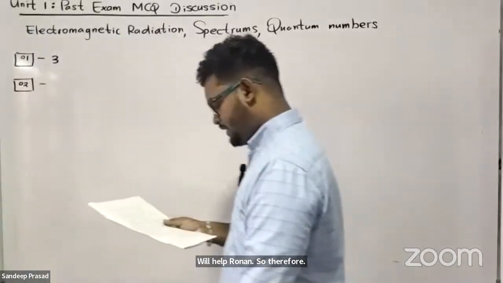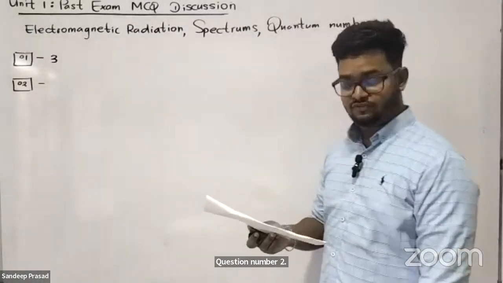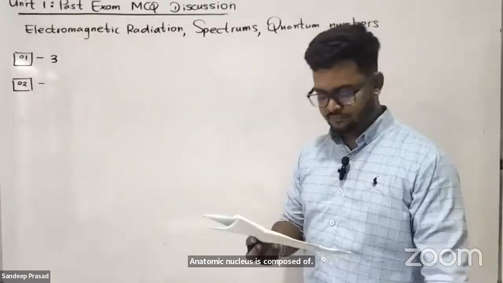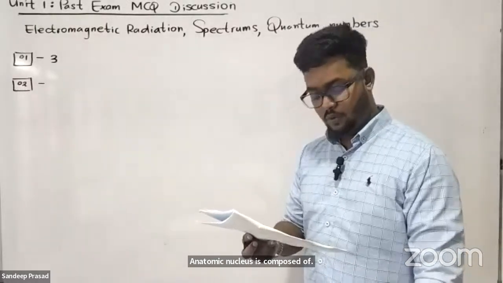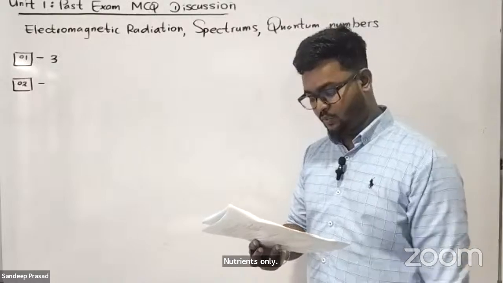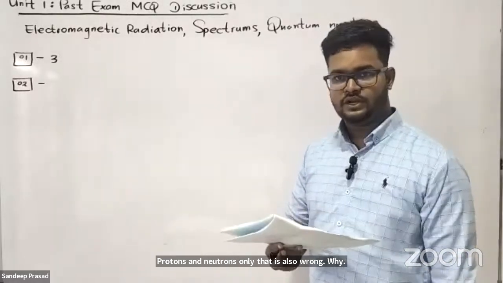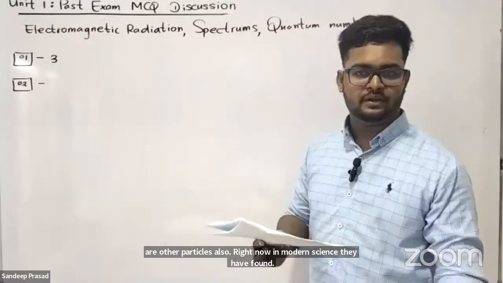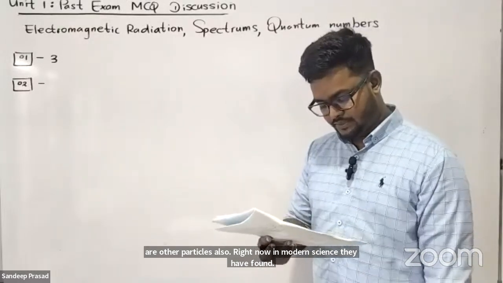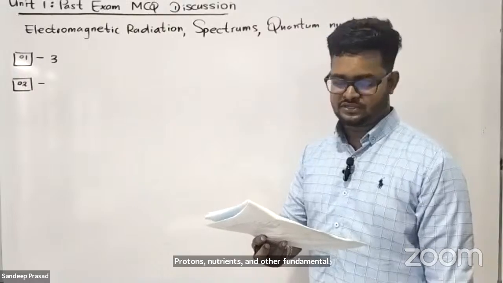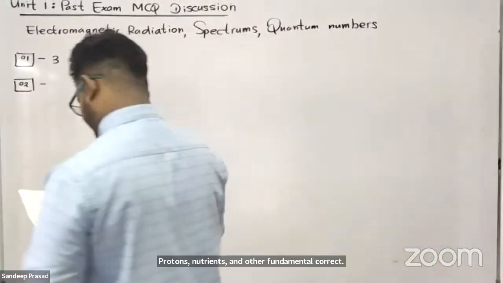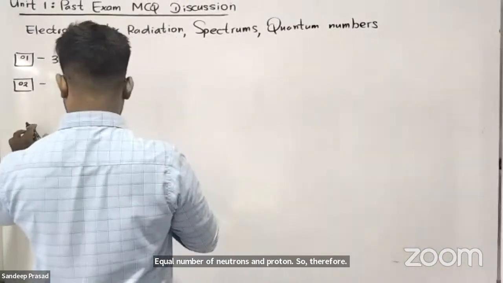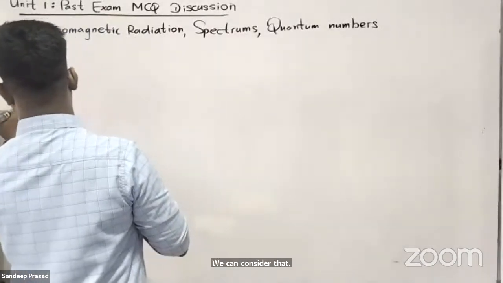Question number two. An atomic nucleus is composed of protons only. Wrong. Neutrons only. Wrong. Protons and neutrons only. That is also wrong. Why? There are other particles also, right? In modern science, they have found protons, neutrons, and other fundamental particles. Equal number of neutrons and protons, electrons. Wrong. So therefore, question number two answers both.